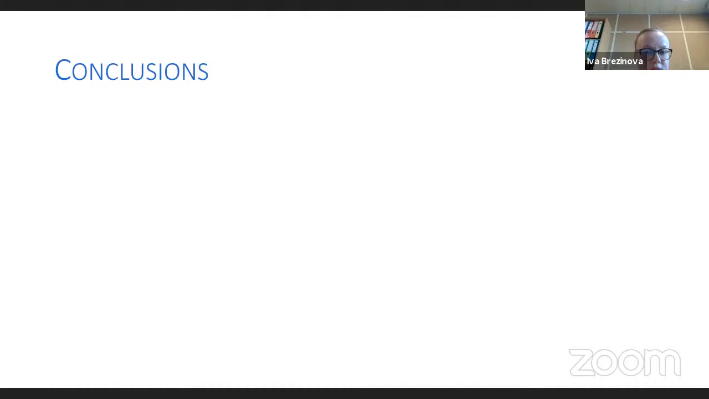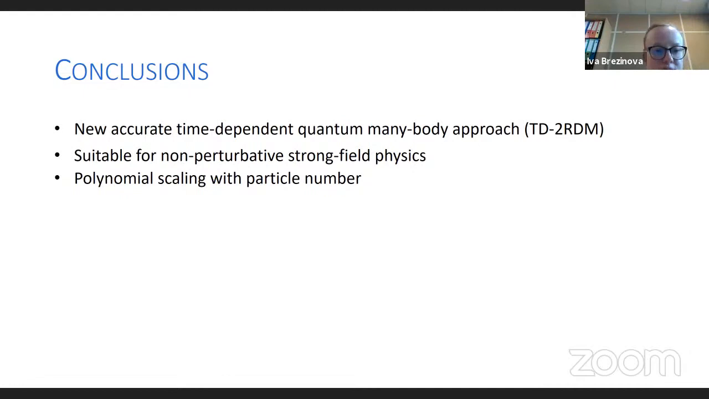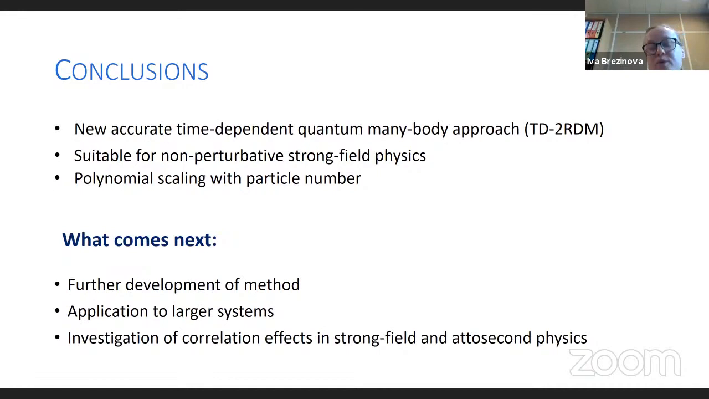So with that, I would like to conclude. I have shown you that we have developed a new accurate time-dependent quantum many-body approach that is called time-dependent two-particle reduced density matrix theory. It is suitable for the non-perturbative treatment of strong field physics, and it has a polynomial scaling with particle number. And what we want to do next is further develop this theory, because one can do even more. One can use even finer reconstruction functionals. Also with the purification, we want to develop further approaches that make it maybe more efficient and more accurate. And our final goal will definitely be to apply this to larger systems, not only atoms, but maybe even extended systems, and investigate all the correlation effects that partly have been neglected in strong field and attosecond physics.